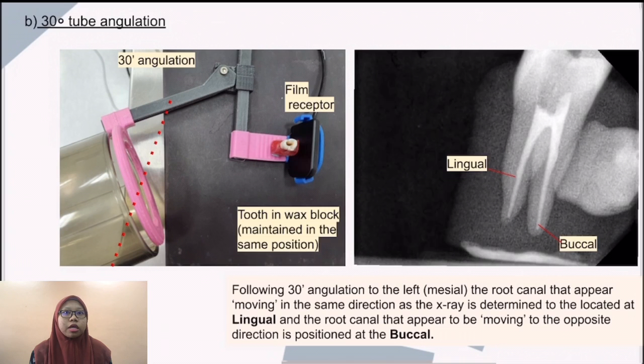Following 30 degree angulation to the left, which is the mesial, the root canal that appears to move in the same direction as the X-ray is determined to be located at the lingual, and the root canal that appears to move in the opposite direction is positioned at the buccal. From this experiment, we conclude that the prototype provides excellent potential in aiming the X-ray source towards the image receptor and is successfully able to visualize the root canal anatomy precisely.